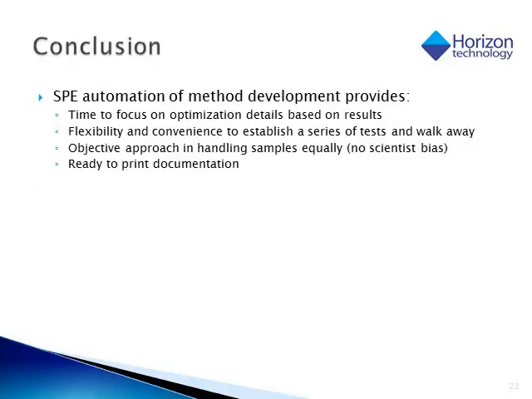In conclusion, the SPE automation of the method development process provides the scientist sufficient time to focus on the details of optimization experiments based on results they get back. It's very convenient and flexible to walk up and set up a series of experiments and walk away knowing that these samples are being handled equally and objectively without any scientist bias. Documentation that's ready to print keeps records clear and precise.